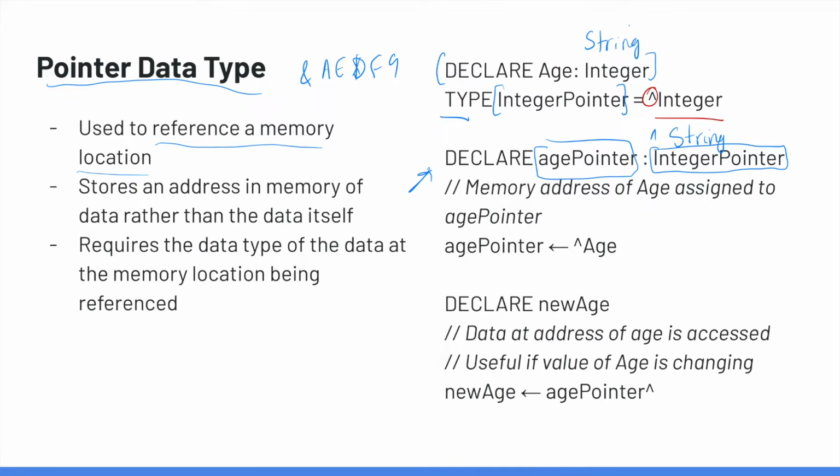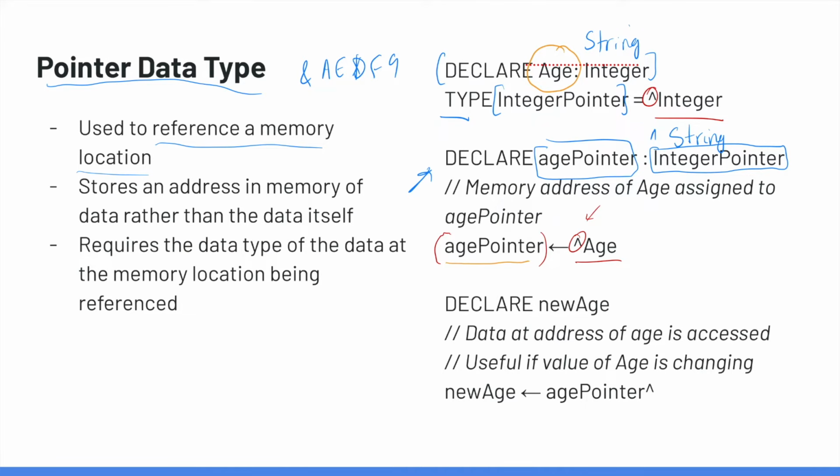And to store the address of age right here, we're going to do this. We're going to do age pointer is equal to caret again, and then the name of the variable. So this caret notation is very important. And then now, let's say that we want to actually get the data that is at that address. So we want to use this address that's stored at age pointer to get the data located at that address.